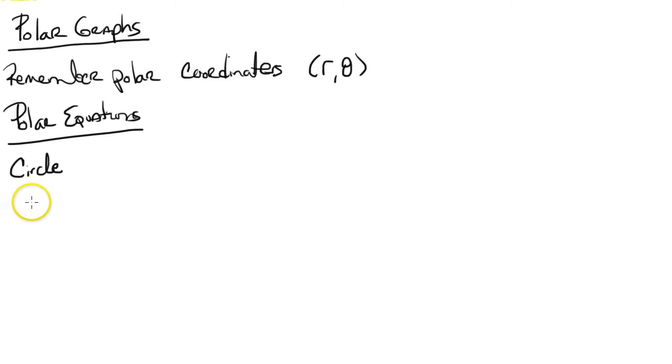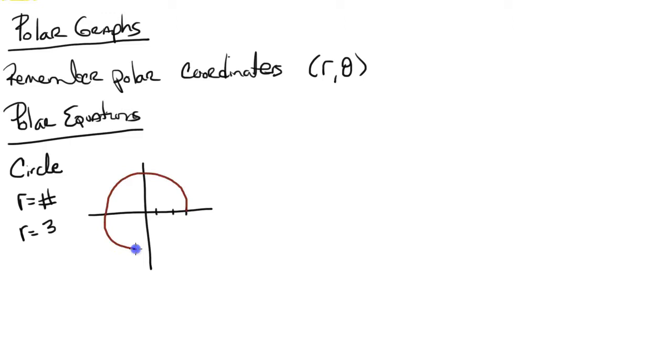A circle is given by r equals a number. So if r equals a number, that's a circle. For example, let's say r equals 3. You go out 3, and that's my circle. What's nice about a circle at r equals 3 is that it's always 3, no matter what angle I give. At 90 degrees, it's 3. At 0 degrees, at 45 degrees, it's 3. It's always 3, so that's going to be a circle.